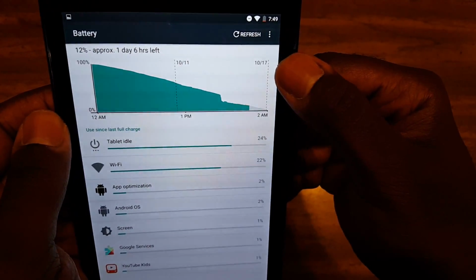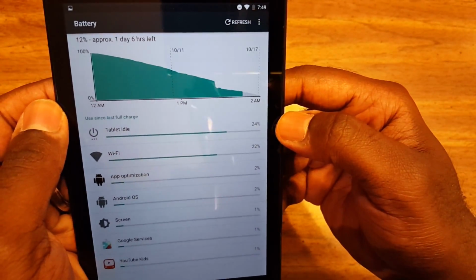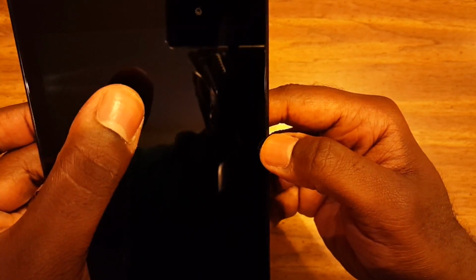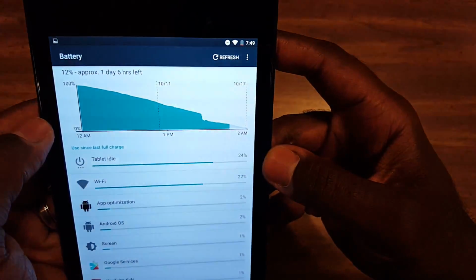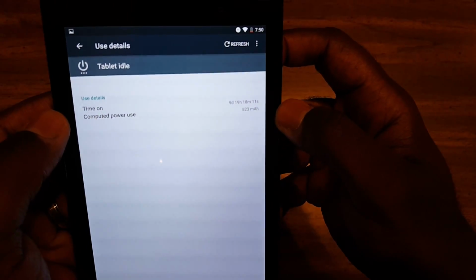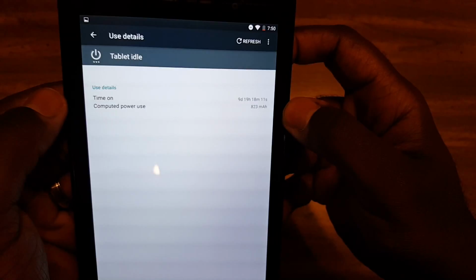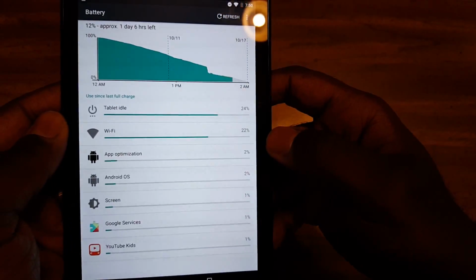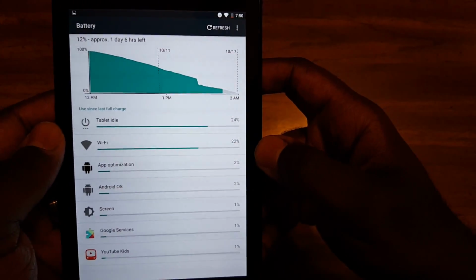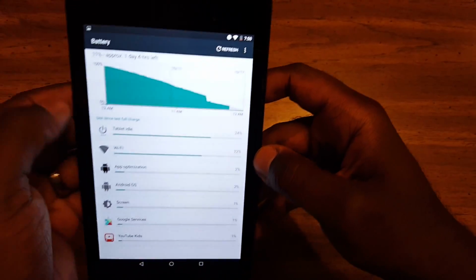But look at the date up top. It says it's going to die on 10/17. Today's the 15th. It says I was at around 60% on the 11th. All right, let's look at this tablet idle. 9 days and 19 hours. That is unheard of on an Android tablet. You sit these things down and they're just gonna bleed battery life. I mean, I don't know what to say.